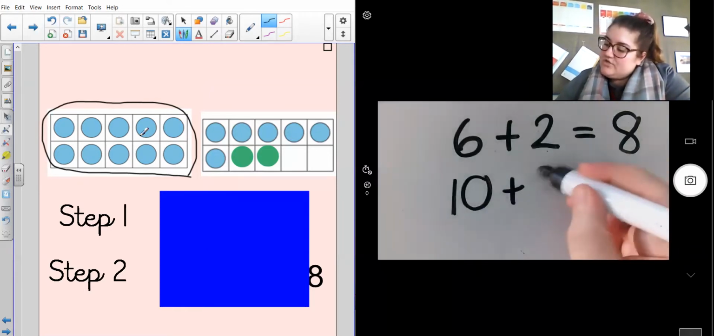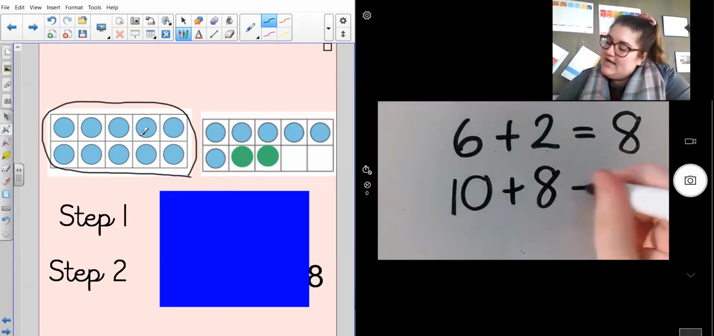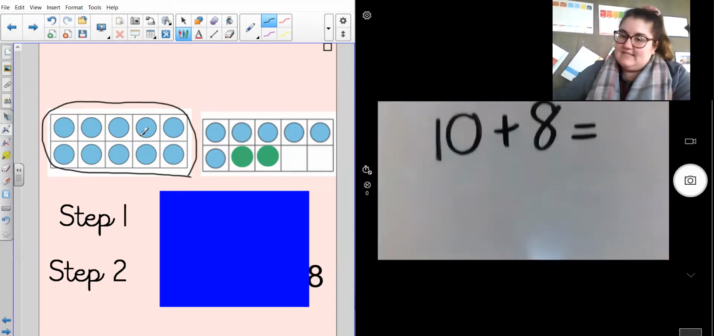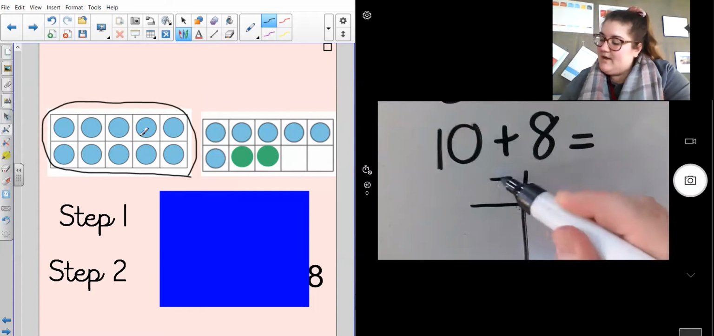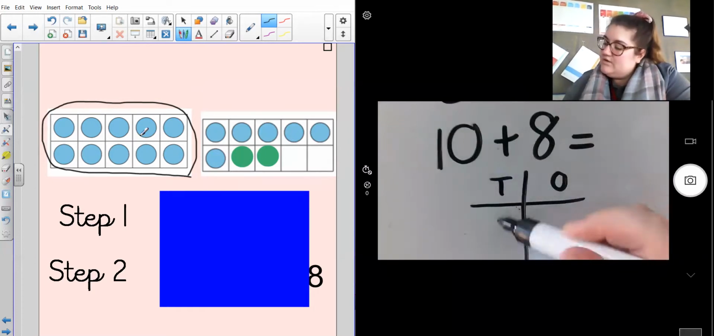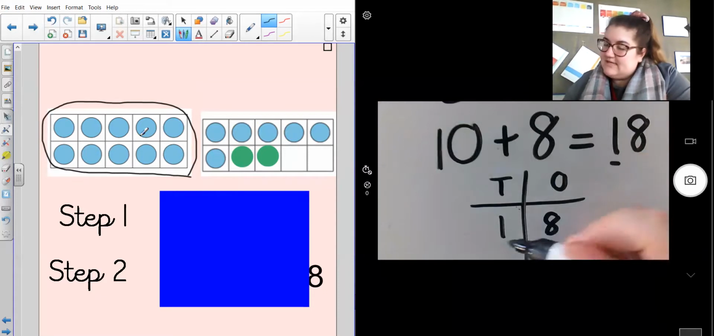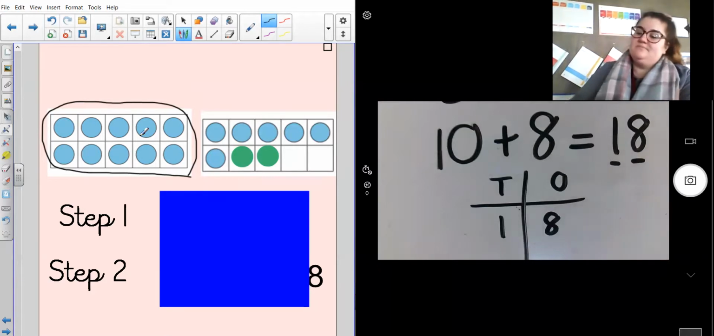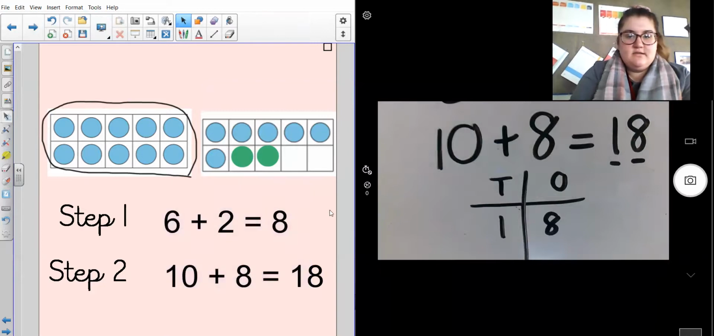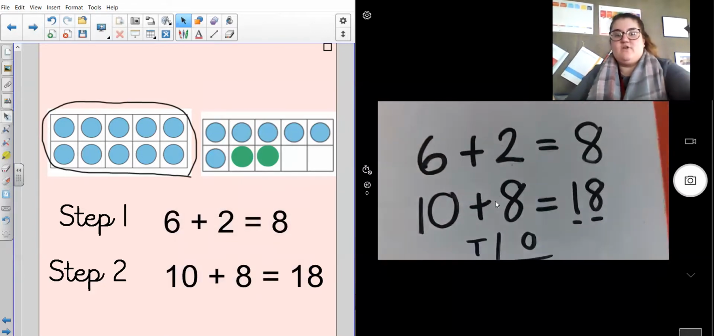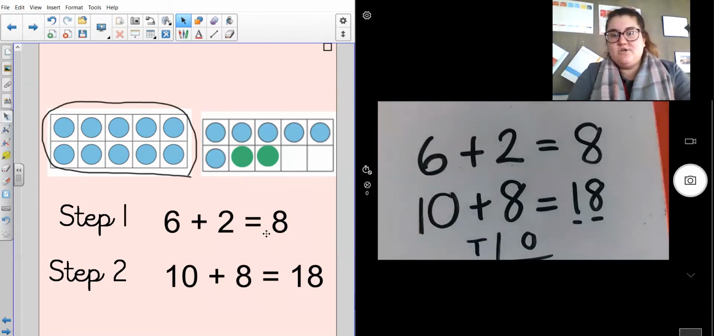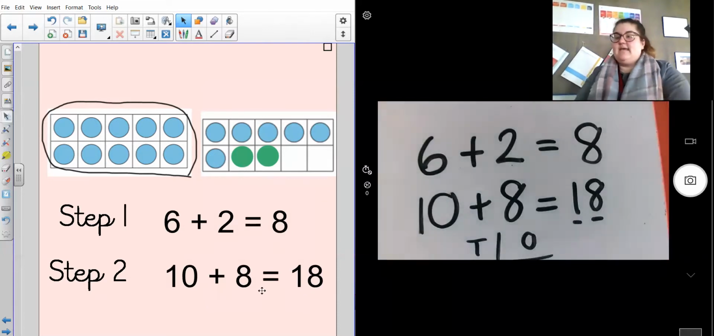And I'm adding my ones that we found out the total earlier. I've got 10 add 8. Okay, so again, let me think about my place value of those numbers. I've got 1 ten and 8 ones. So my answer is 18 because this number 1 represents one group of 10 and this number 8 represents 8 ones. Let's move the box out the way. There we go. So you can see I've got 6. 6 add 2 is 8 and then 10 add 8 is 18.